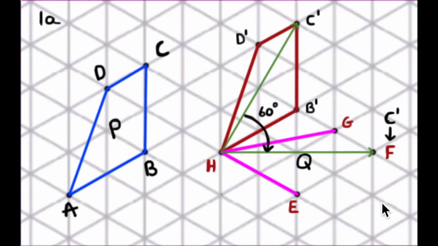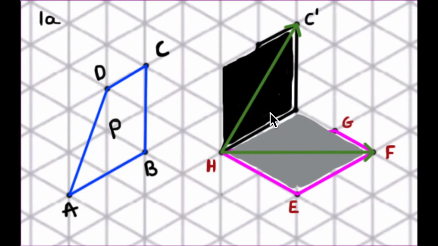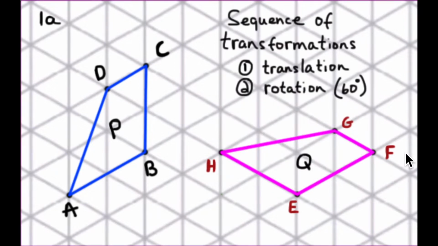And if I shade in the parallelograms again, you might be able to see this a little bit more easily, that this is a rotation of this parallelogram 60 degrees that takes C prime to F. Now these problems are about a sequence of transformations, and in this case it's a translation first and then a 60-degree rotation to take this trapezoid P to this trapezoid Q.